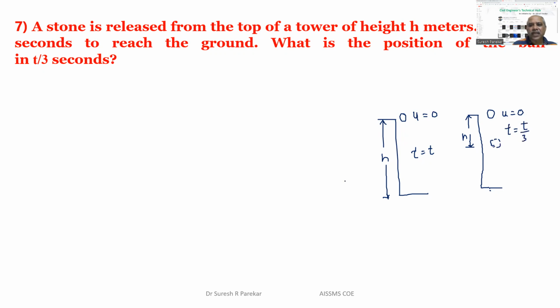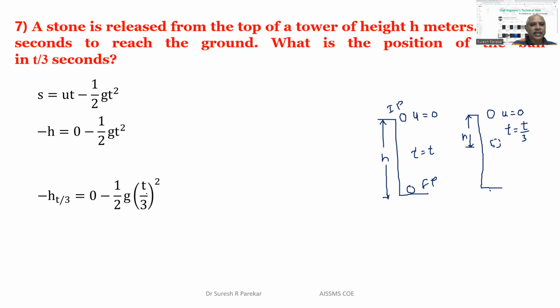So simply use the s equation. Substitute the value. Now this is the initial position and this is the final position. So h is minus, and we will get this for h at T by 3. Now in h at T by 3, so this h we can say h at T by 3.